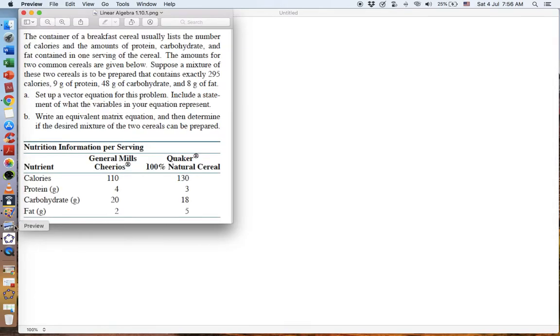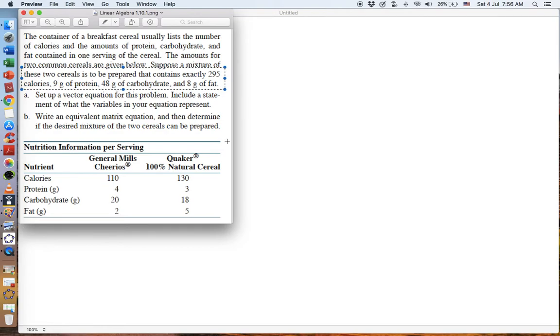Hello, in this video we're going to solve some problems in engineering and science using matrices. Our first example is relating to nutritional content in two popular breakfast cereals. We've got the calories, protein, carbohydrates, and fat per serving of Cheerios and 100% natural cereal on the left and right here. And we want to make a combination of these two cereals that gives us 295 calories, 9 grams of protein, 48 grams of carbohydrate, and 8 grams of fat.